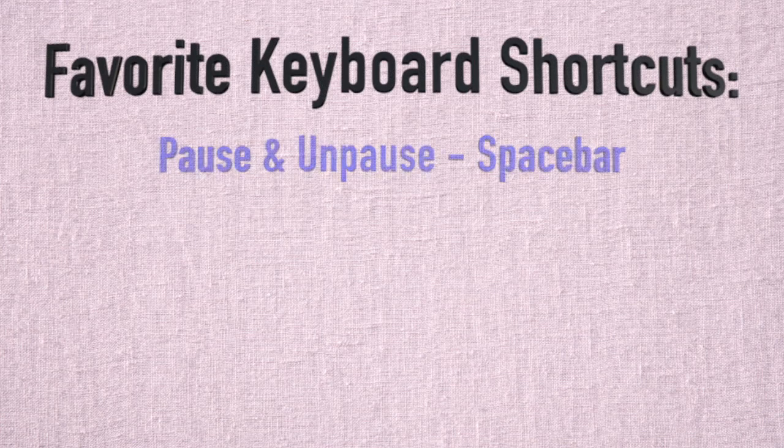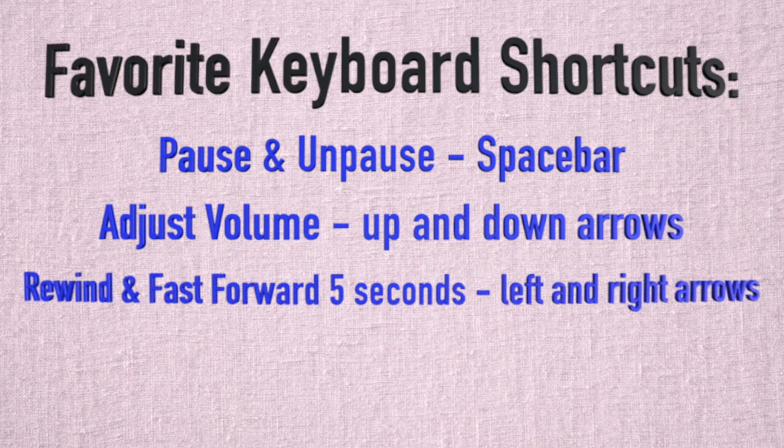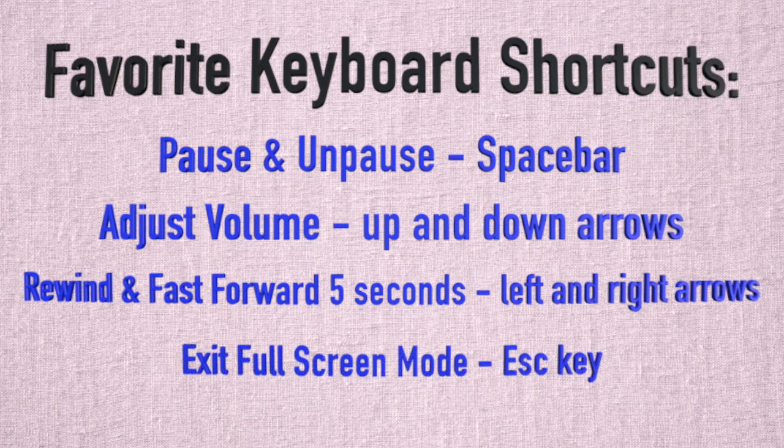My favorite keyboard shortcuts are pause and unpause a video by using the space bar, adjust the volume by using the up and down arrow keys, rewind 5 seconds or fast forward 5 seconds by using the left and right arrow keys. And when I'm showing or watching a video in full screen mode, you can use the escape key to exit out of full screen mode.